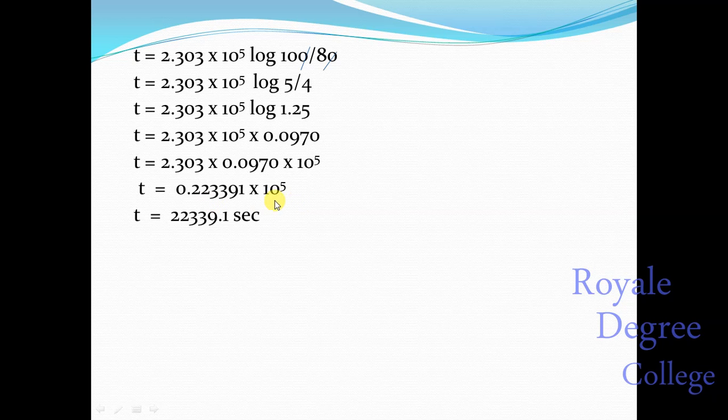So now what we are doing, if we bring this point one unit to this side, it will become 4. Then bring it this side, it will become 3. Bring the point this side, it will become 2, then 1, and then the point is dissolved. So we are getting here t equal to 22339.1 seconds.